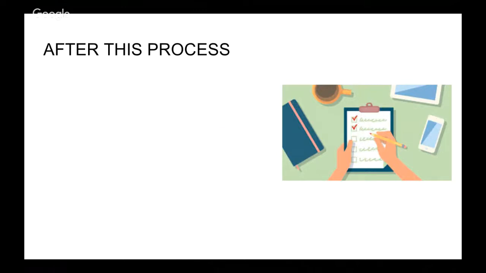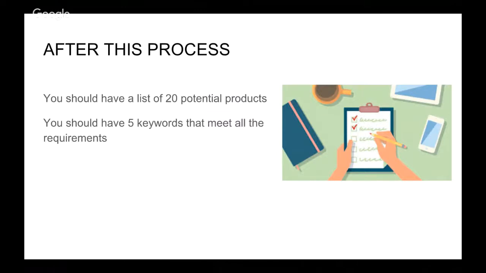So after you have that process, you go through all of them, all 20 potential products one by one. You should have a good list of 20 potential products. Each product should have 5 keywords that meet all the requirements. And then I analyze the list and I choose the top 5 products.